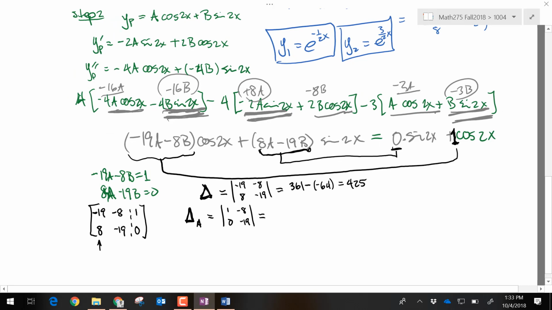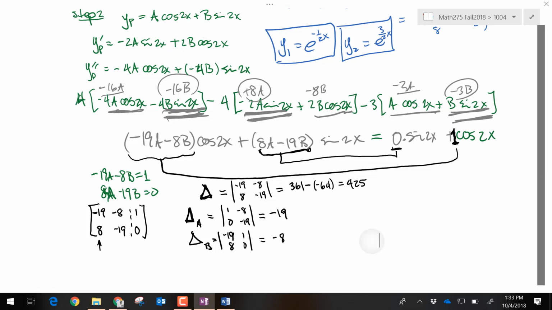Okay. So do you see what I did? I took the first column and I replaced it with 1, 0. So that would be negative 19. And then the determinant of B is negative 19, 8, and you're going to replace the second column with the right-hand side, which is 1, 0. So negative 19, that's gone. So that's minus 8. Minus 8, right?